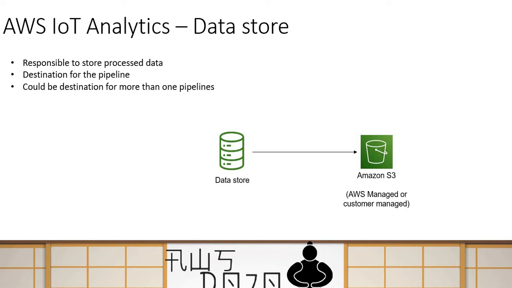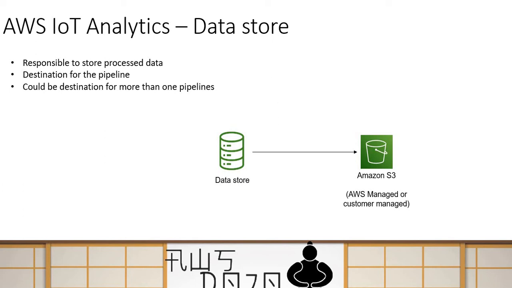Data store is pretty simple. It stores your processed data. So it is a destination for your pipeline. So when the pipeline has completed the transformation, it will write data into the processed data store. More than one pipeline can have the same data store, and data store stores data in Amazon S3 bucket, which could be a customer managed bucket or could be an AWS managed bucket.